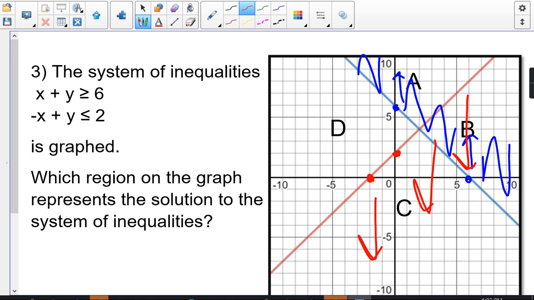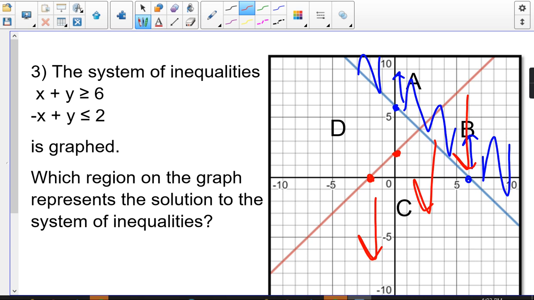Now before we just say that's the solution, we want to check a point and make sure it really works, because we did that really quickly. Some of you aren't as comfortable just looking at it and saying this must be the blue line, this inequality, and the red one must be this one. You might get confused with the greater than and less than. So we're going to choose a point in that region and test it in both inequalities and see if we get a true statement.